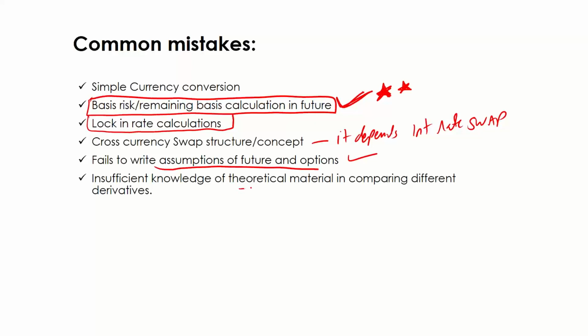Insufficient knowledge of theoretical material. Guys, theoretical material is very simple. You should know the comparison between forward, future, and option. You should know the difference between OTC and exchange traded, and you should know the advantage and disadvantage of swaps. So these are the common mistakes.